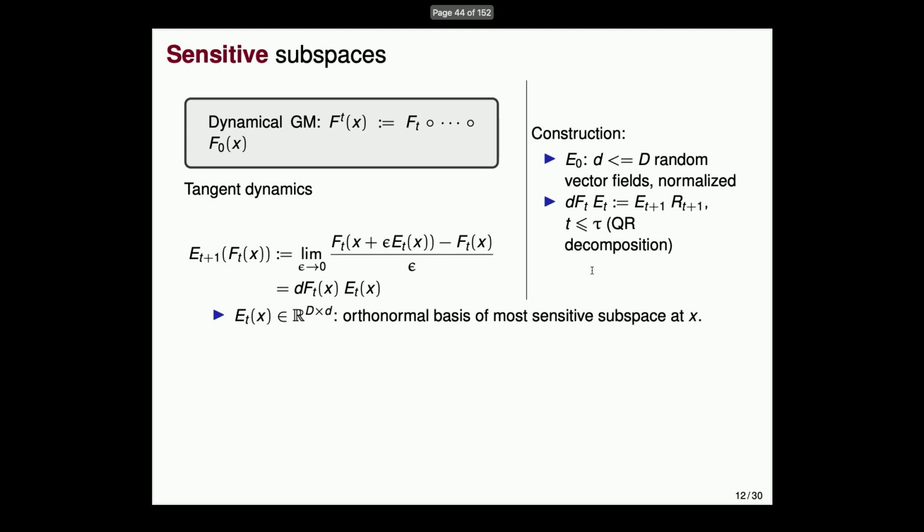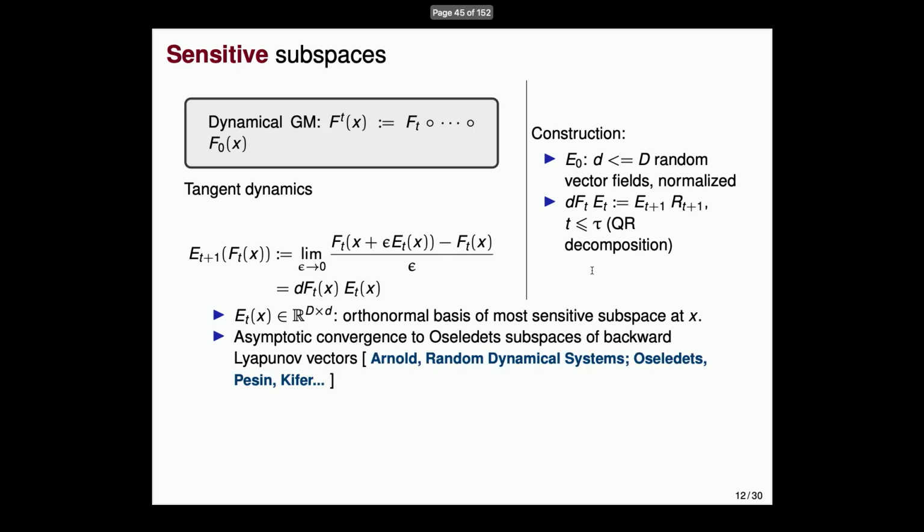If you have seen something like this before, you would note that as you let t go to infinity, there are many asymptotic properties that are known about these Et's. They are related to what are called oscillated spaces. This forms a part of even the theory of non-autonomous dynamical systems. These are supposed to characterize the different directions of differential sensitivity of perturbations. Okay. If you haven't seen this before, do not worry. Think of these as nonlinear extensions of eigenvectors.